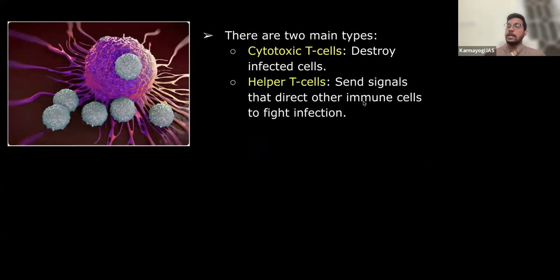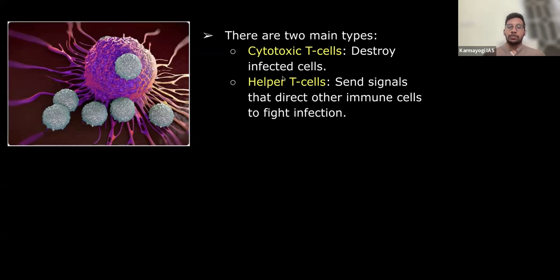They do not directly attack, rather they help in generating the signals to fight against the antigens, right? So cytotoxic T cells are the ones that actually destroy the infected cells and remove them from our human body. So this is also one important difference between the two types of T cells you can remember.